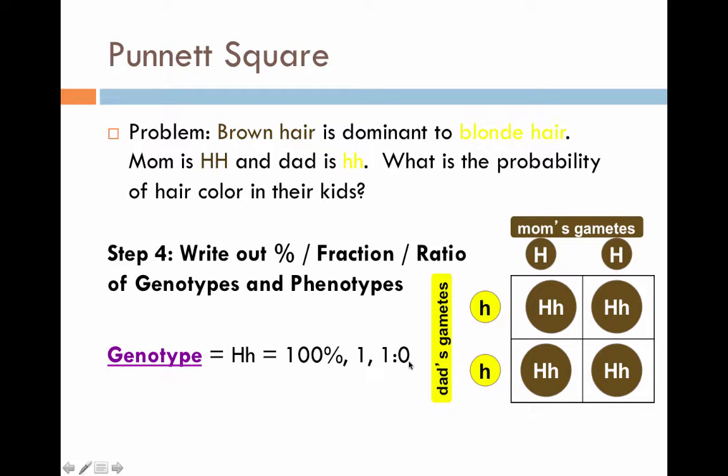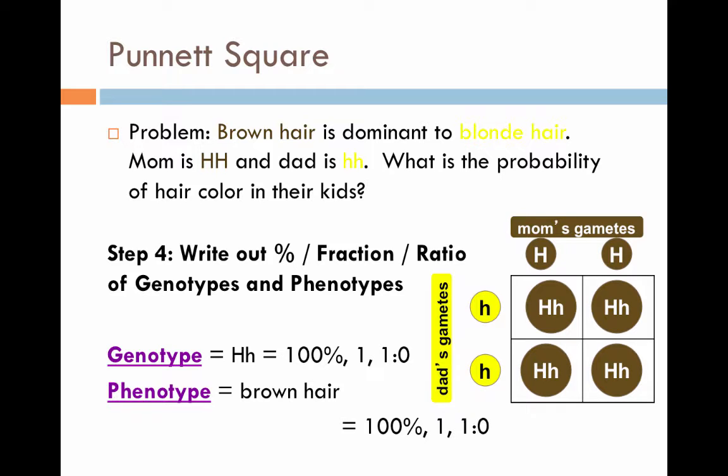They're going to be nothing else. So it's going to be 1 to 0. Now let's do the phenotype. Because they are big H, little h, every single one of these kids is going to have brown hair. Therefore, it's 100%. As a fraction, it's 1. And as a ratio, it's 1 to 0.